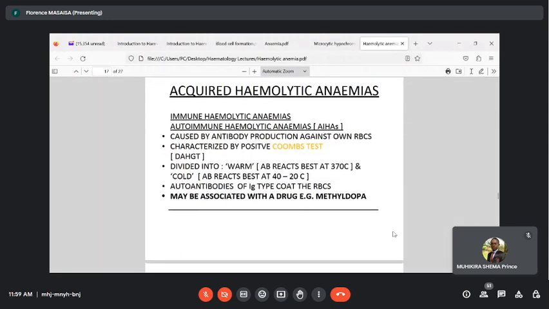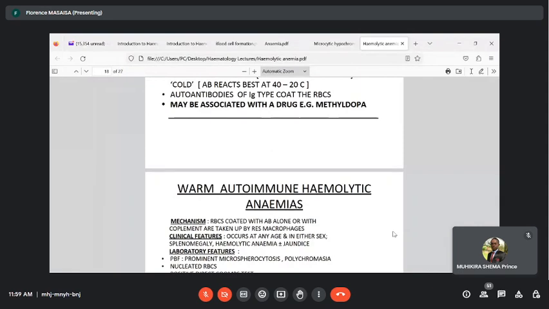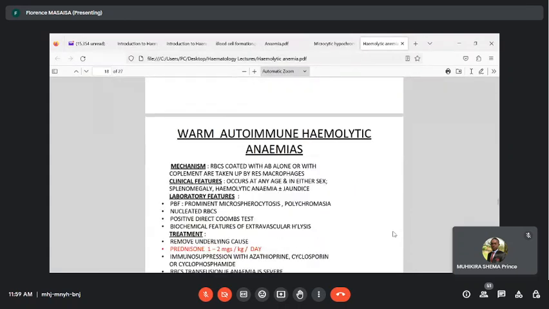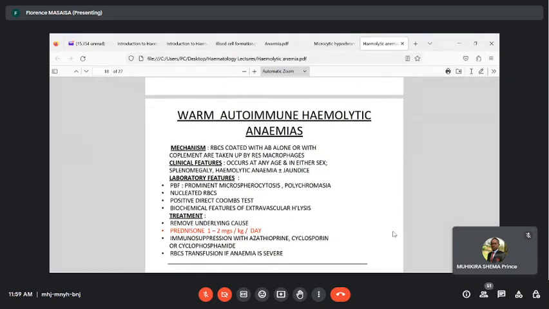And we have also antibodies induced by medicine. You can take any tablets, any medicine, that induces the autoimmune process. So how does it work? Red blood cells are coated with antibodies alone or with complement, and they are taken up by the reticuloendothelial cells, the macrophages. It can occur at any age and in either sex, but it's usually associated with splenomegaly, hemolytic anemia, and jaundice. So there will be hemolysis.